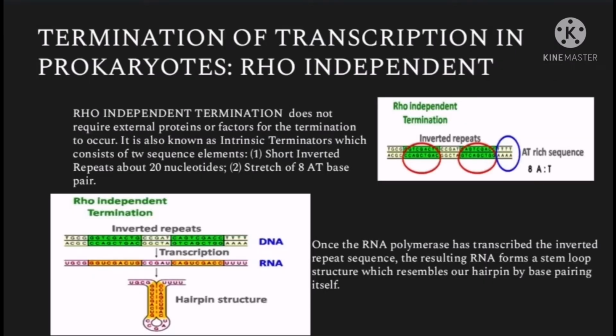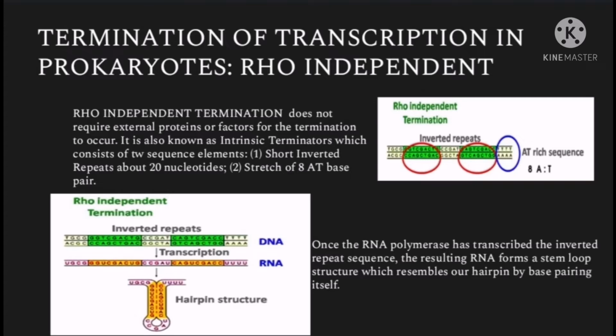While Rho-independent termination does not require any external proteins or factors, such as the Rho factor, for the termination to occur. Rho-independent termination is also called intrinsic termination, which consists of two sequence elements: short inverted repeats of about 20 nucleotides, and a stretch of 8 adenine and thymine base pairs.